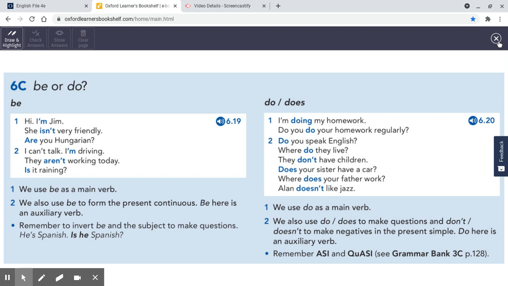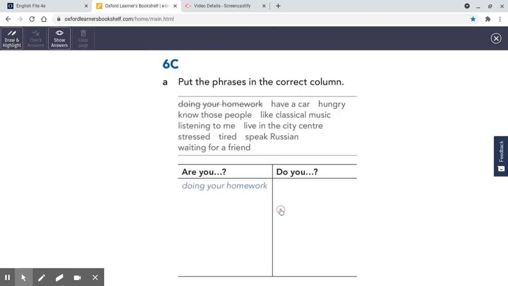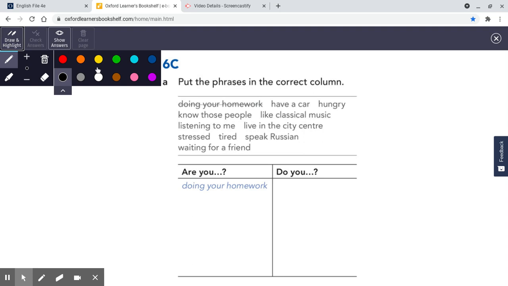So let's do some practice on this. And over here, now we can put some phrases in the correct column here, and we've got have a car, hungry, know these people, like classical music, listening to me, live in the city, stressed, tired, speak Russian, waiting for a friend. Okay, and they either have a question with are you, or they have a question with do you. Okay, now they've just given me some new fancy pens, so I think I'm going to use the green one for are you. What do you think?